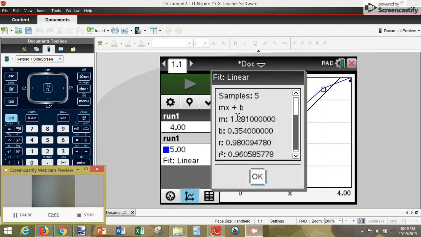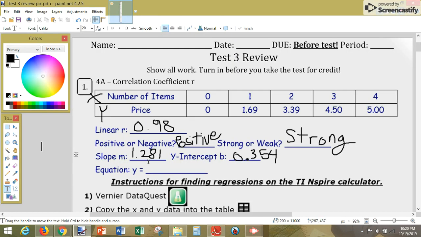Okay, so our slope M is 1.281 and our Y-intercept B is 0.354. So using that, we can write our equation, y equals mx plus b. So y equals 1.281x plus b, which is plus 0.354.